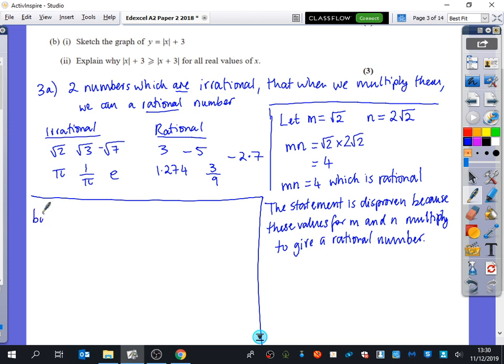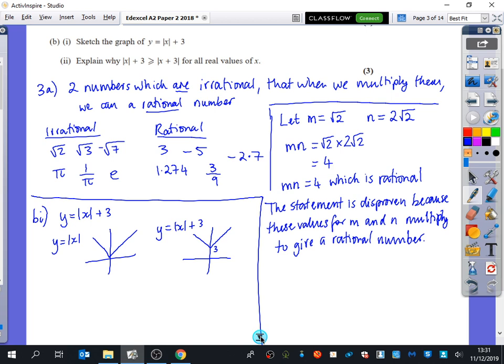It says for B(i), sketch the graph of y equals the modulus of x, plus 3. Well, I think you all know how to draw y equals modulus of x. Y equals modulus of x just looks like this. If I'm going to draw the y equals modulus of x plus 3 graph, well, you're just adding 3 onto all of those values. So it's going to be the same graph, but it's just going to have moved up 3 spaces. Too many people were shifting it left and right by 3. It's just going to move up 3 spaces that we've got here.